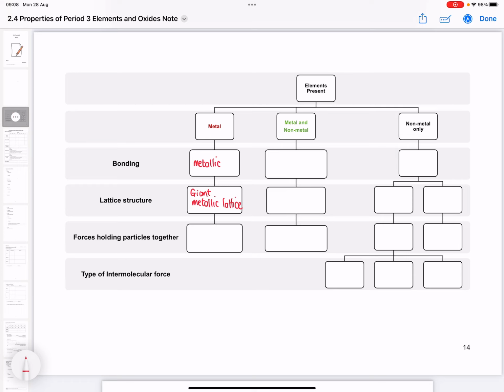So our forces holding our particles together, because this is giant, we're going to say the word strong. So strong, and then electrostatic forces, and they're of attraction, don't just say forces because they're not repulsive, and they're between positive metal ions, and in an exam perhaps you'll say which metal ions, and delocalized electrons.